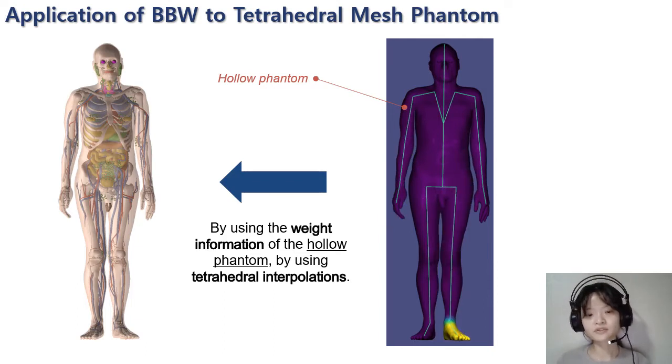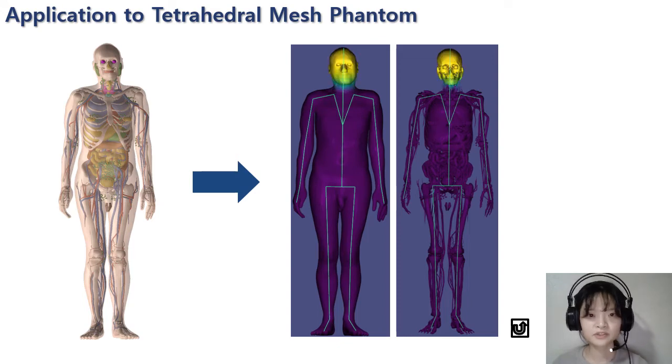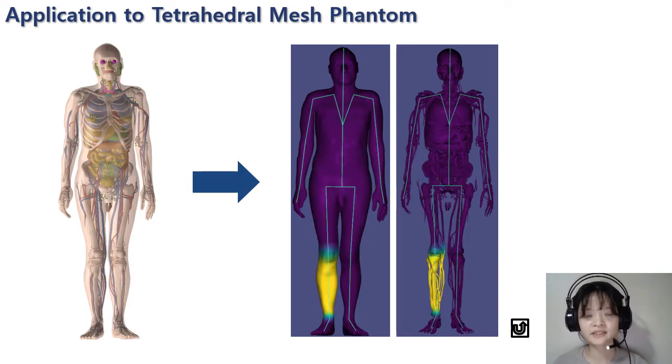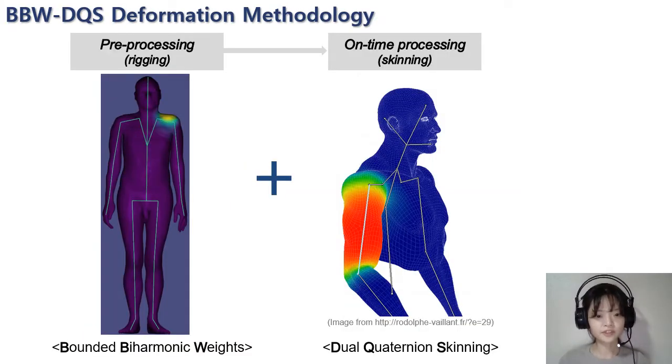Here, I would not go so deeply, but I can say that I used tetrahedral interpolation for this. So in this way, weights could be calculated for the whole complicated phantom, and these pictures on the right side show the weights finally calculated. It can be seen that the weights were well given for both skin and internal organs. So we have just finished the pre-processing part, and now let's move on to the on-processing part, called skinning or DQS.